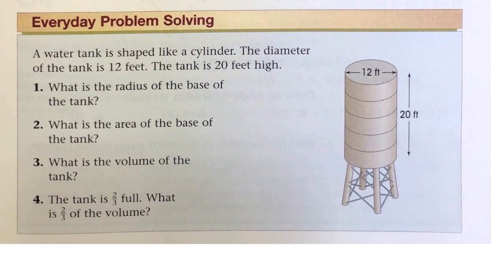So let's take a look at a real-world example. A water tank is shaped like a cylinder. The diameter of the tank is 12 feet. The tank is 20 feet high. What is the radius of the base of the tank? So we've got a diameter of 12 feet, and we just want half of that. So 12 divided by 2, we're going to get 6 feet equals the radius.